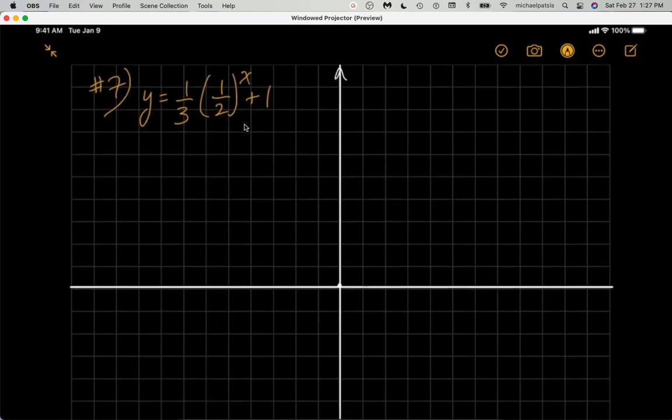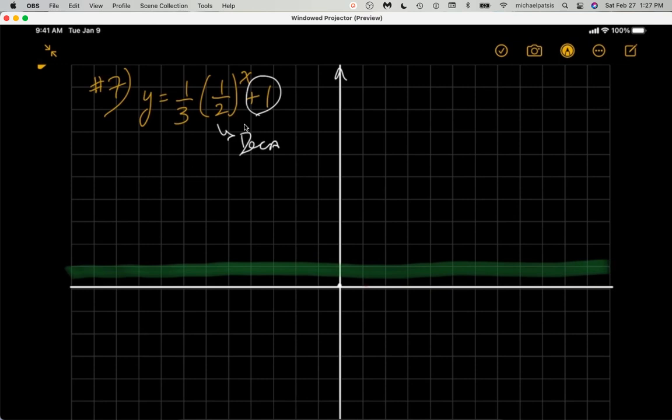Next one. Is this legal? Yes. This is decay. It's going to be coming towards my horizontal asymptote. Here's my horizontal asymptote. Let's label it. I know as I move left to right, I'm going to be coming towards it, and the other thing I predict is that this 1/3 is going to make things a little bit flatter. Here we have a relatively easy exponent. We're going to set x equal to 0 and x equal to 1.